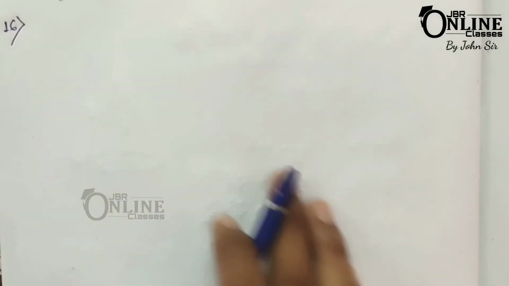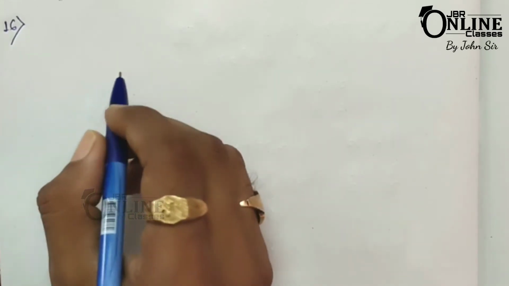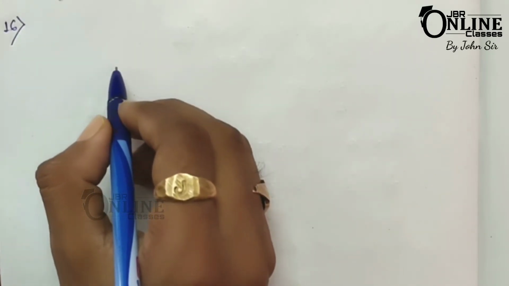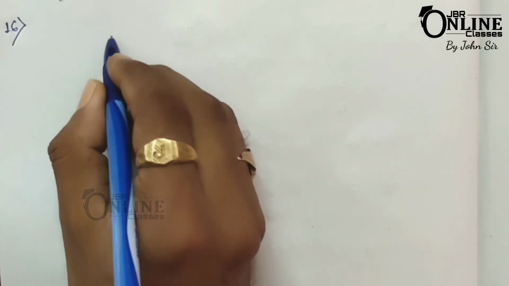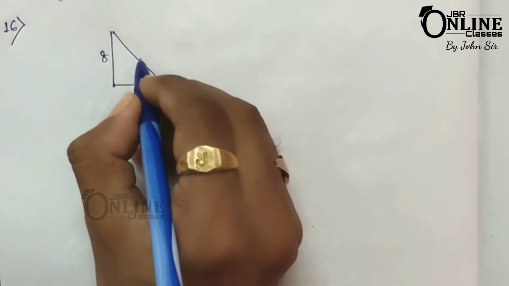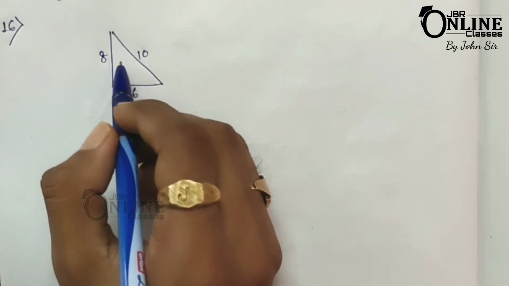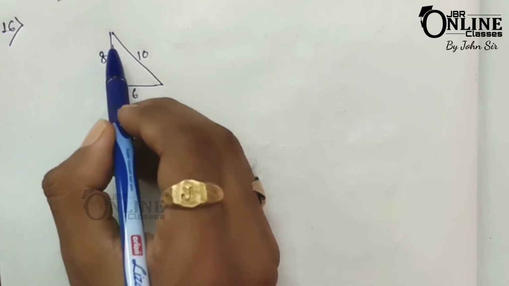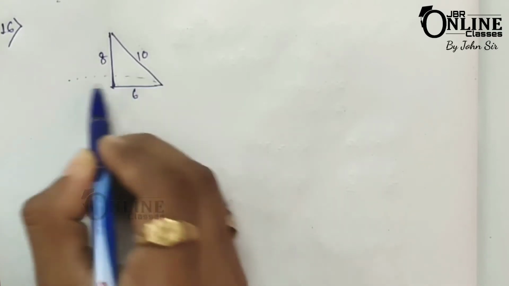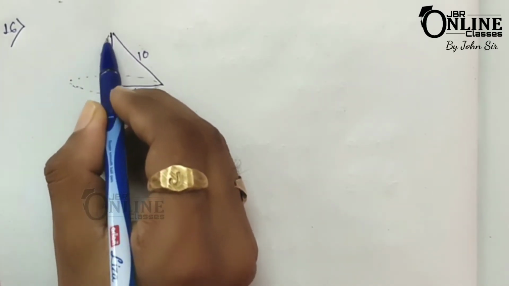Now sum number 16. In sum number 16, a right triangle with sides 6 centimeter, 8 centimeter and 10 centimeter is revolved about the side 8 centimeter. So this is a triangle that is 8 centimeter, 10 centimeter, 6 centimeter, and it's revolved about the 8 centimeter, about its height. So it will now make a cone in this way.